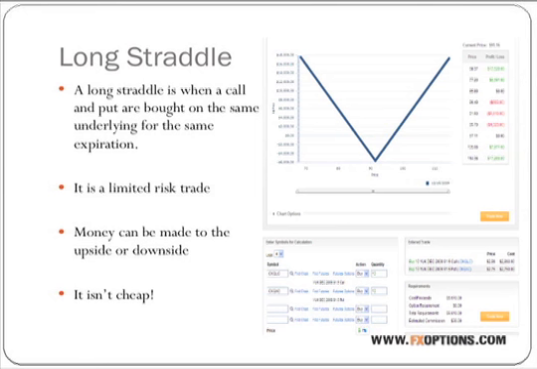The long straddle is when a call and a put are bought on the same underlying at the same expiration, meaning XYZ stock is at 50, and we're going to buy the 50 call and the 50 put simultaneously. With that being said, it's a limited risk trade. We're buying a call and we're buying a put. And our hope is that we get a lot of movement, one way or another.